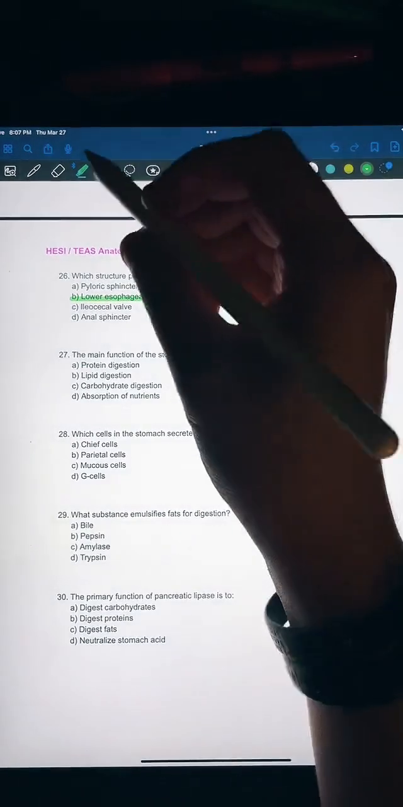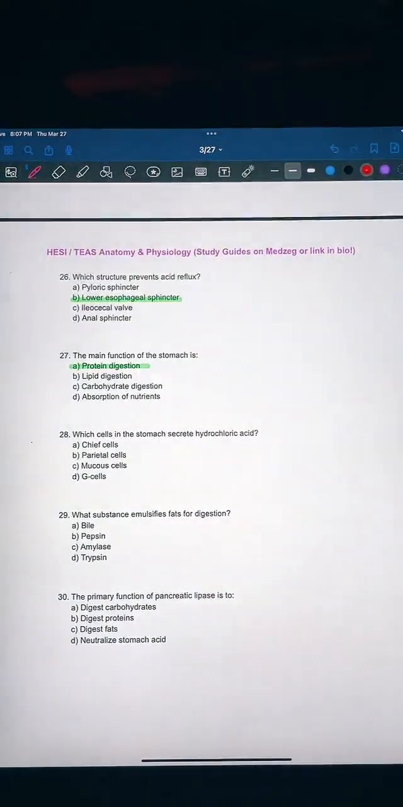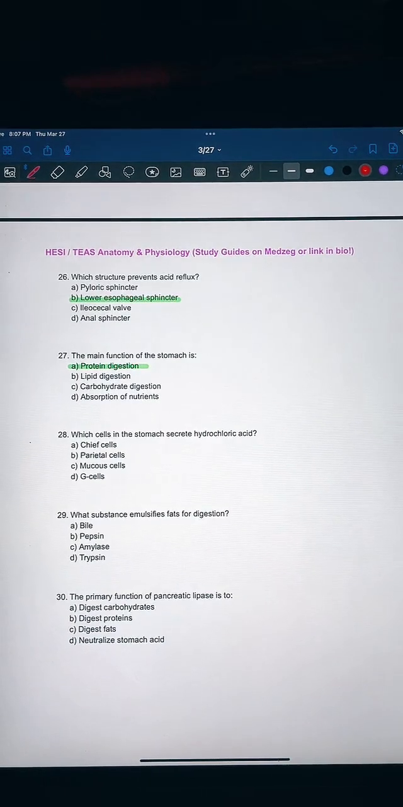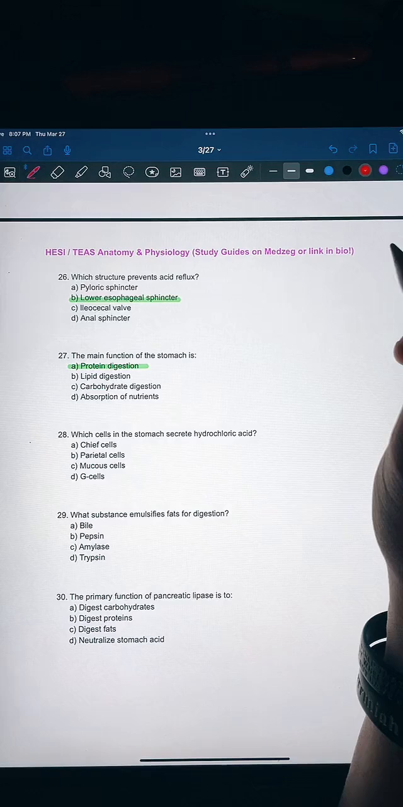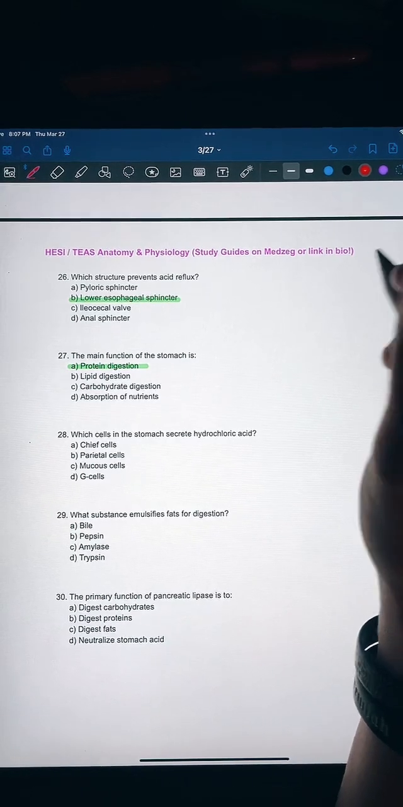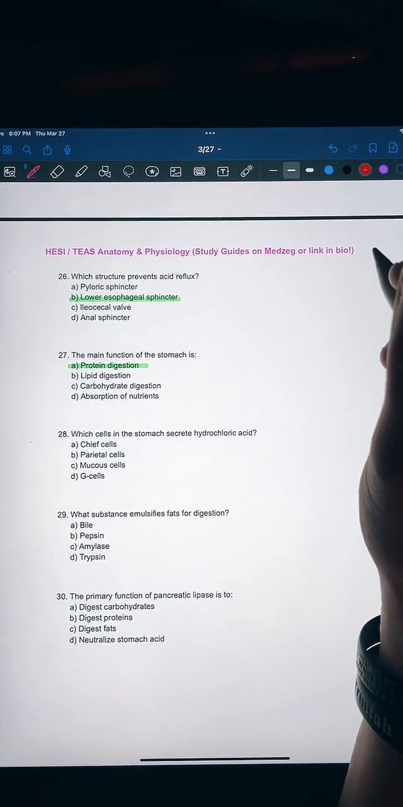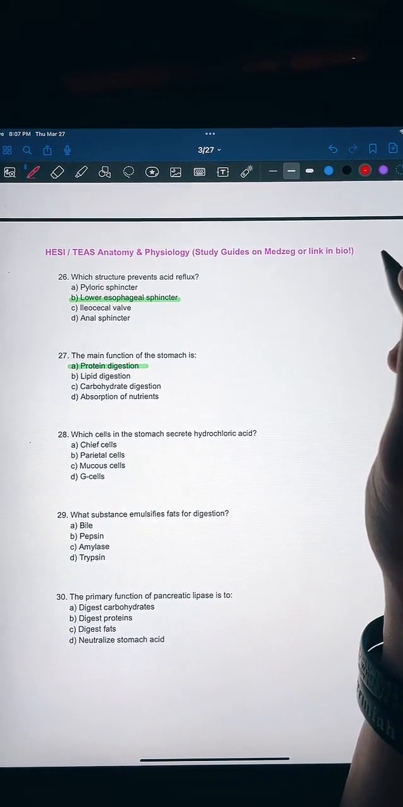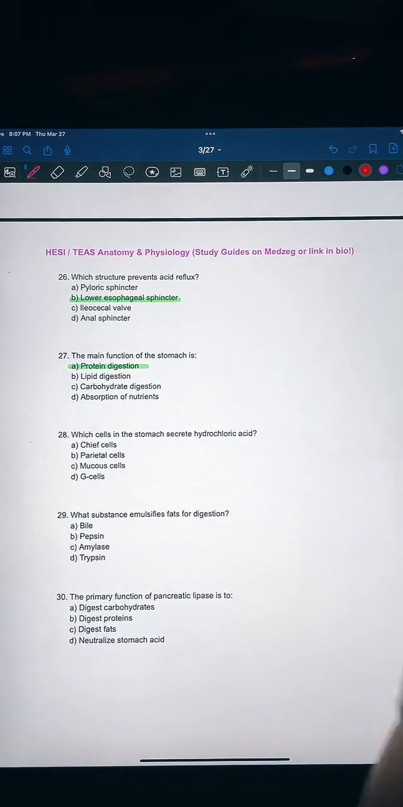So the answer here to 27 is A, protein digestion. So the stomach primarily just digests proteins using pepsin and hydrochloric acid. Lipid digestion occurs in the small intestine. Carbohydrate digestion begins in the mouth and continues in the small intestine. And the absorption of nutrients does not occur in the stomach, except for some alcohol and medications. But in terms of nutrients, again, it's the small intestine.